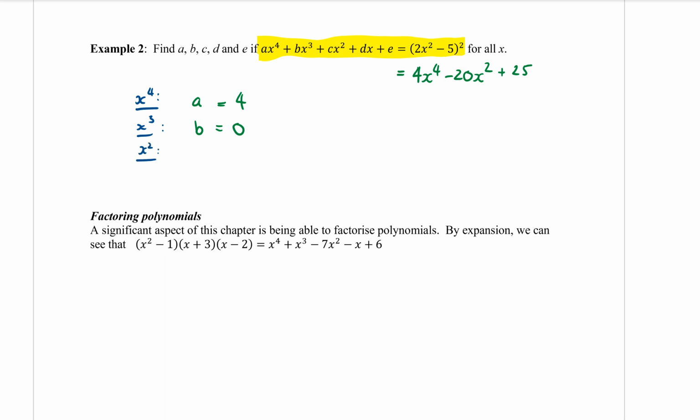On the left-hand side, we have a c, and on the right-hand side, it's minus 20. And x's, x to the power of 1s we call them. On the left-hand side, it's d. And on the right-hand side, do I have any? Nope, so 0 again. And the constants we call x to the power of 0. On the left side, it's e, and on the right side, it's equal to 25.